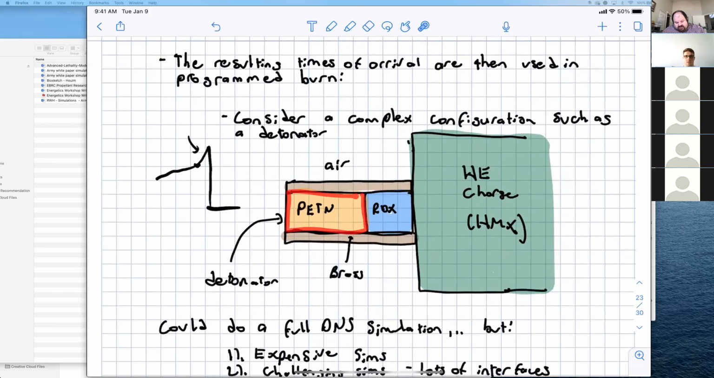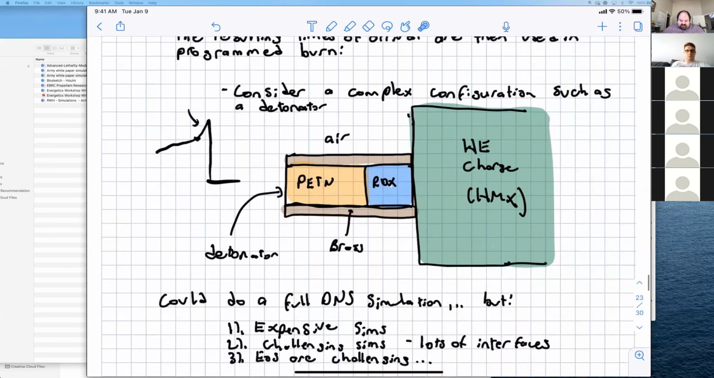Unfortunately, for practical calculations, it's not practical to do a full reactive burn, except for maybe the simplest of charge configurations, where you have a perfectly spherical charge. For something like this, if you're looking at various design parameters, that's not practical because those calculations take quite a while to do. You have all of these different materials that you need to consider. So basically, what is a cheaper way of doing this?